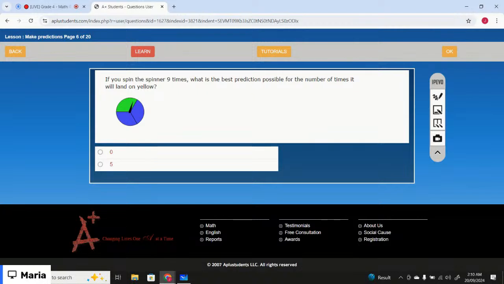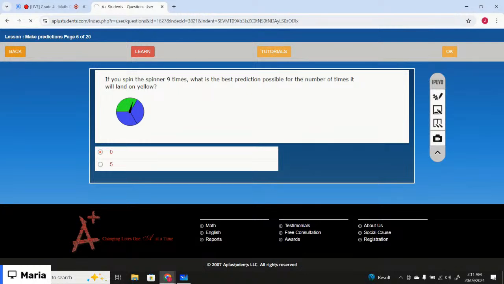If you spin the spinner 9 times, what is the best prediction possible for the number of times it will land on yellow? So which is the correct option? Zero it is. You don't have any yellow color on the spinner. So the probability of yellow is zero because you don't have any yellow portion here. So that is zero. Okay, you can complete the lesson by yourself later today.